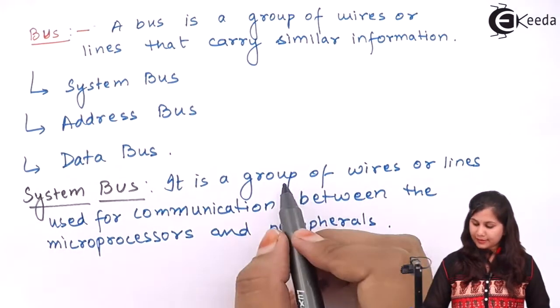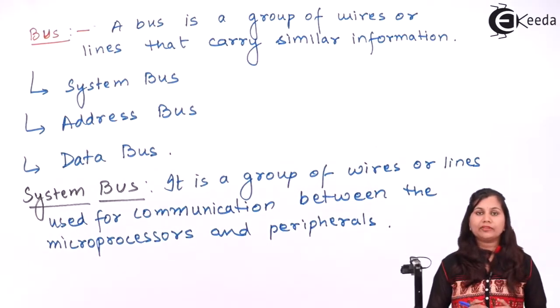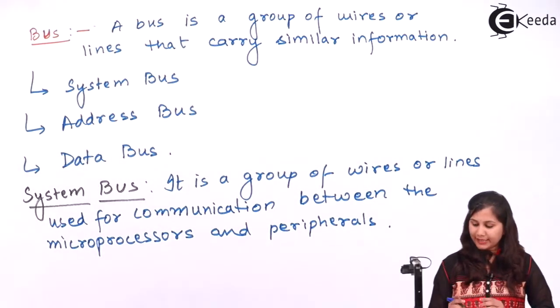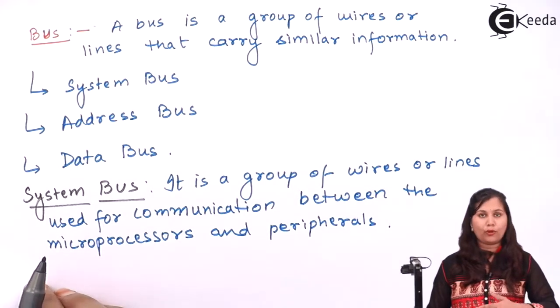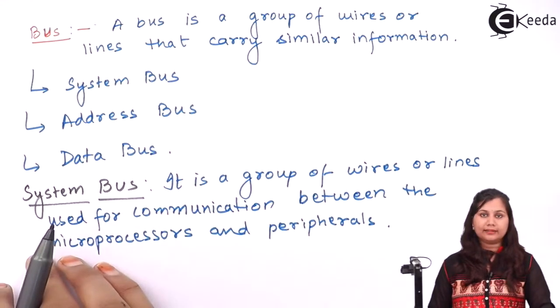System bus is a group of wires or lines which is used for the communication between the microprocessor and the peripherals. Whenever the microprocessor wants to read the data, wants to get the input from the input devices, and if it wants to get the result or give the result on the output devices, then the system bus is used for that flow of data. Then we have the address bus and the data bus.